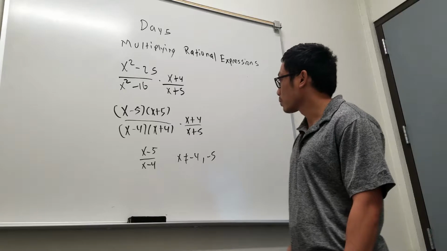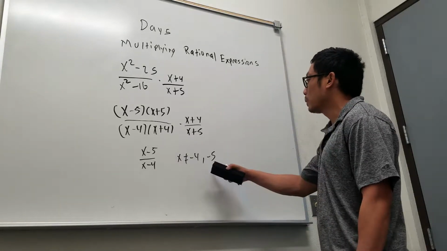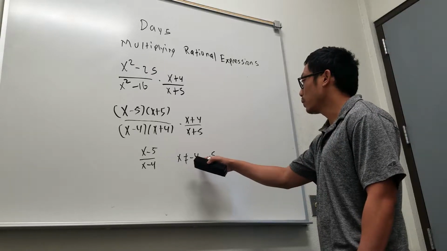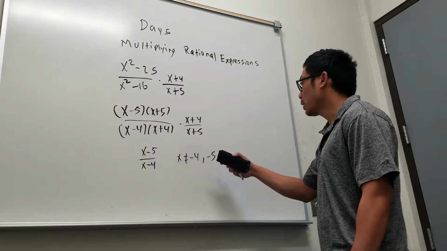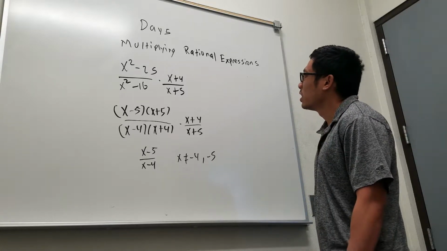That's going to be x cannot equal negative 4 and negative 5, right? So you saw this is different compared to the other one. I had x does not equal negative 4, x does not equal negative 5. I could already write it that way, or instead, we can write it this way. It's the same thing.